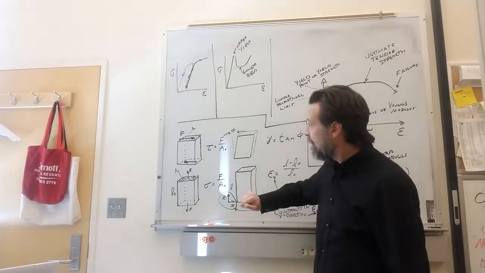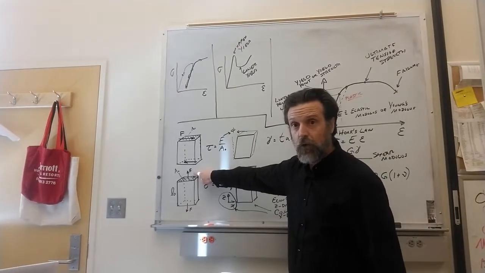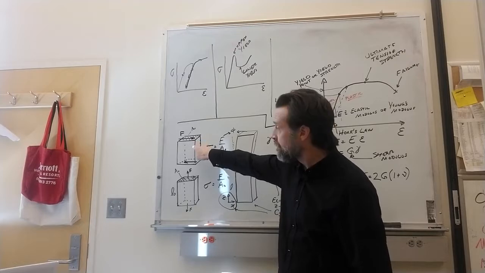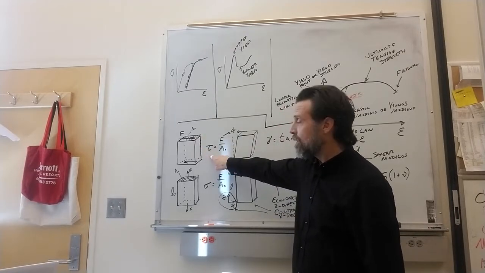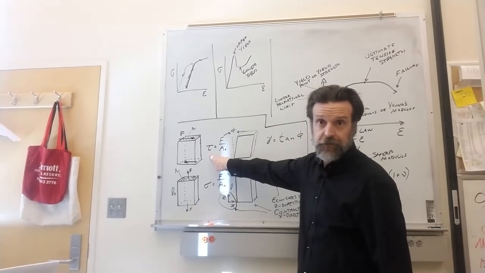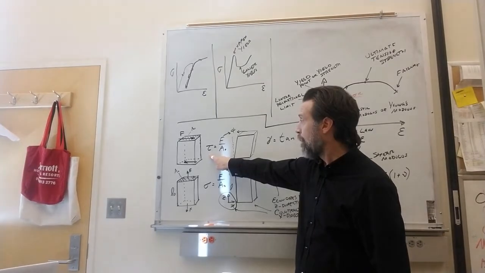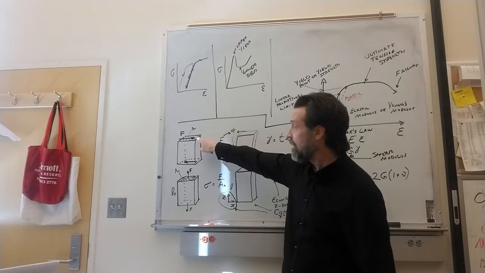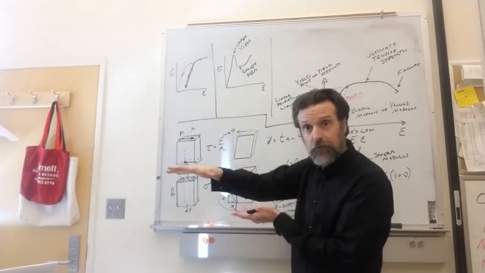If instead of applying the force normal to the surface, we apply the force tangential to the surface, then we are shearing the material and we get a shear stress. And again, the shear stress is proportional to the force divided by the cross-sectional area that we're applying the force to.